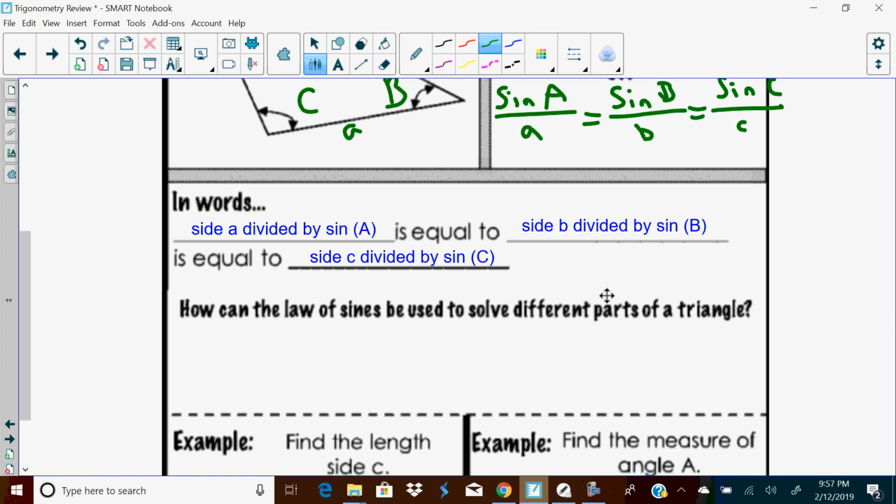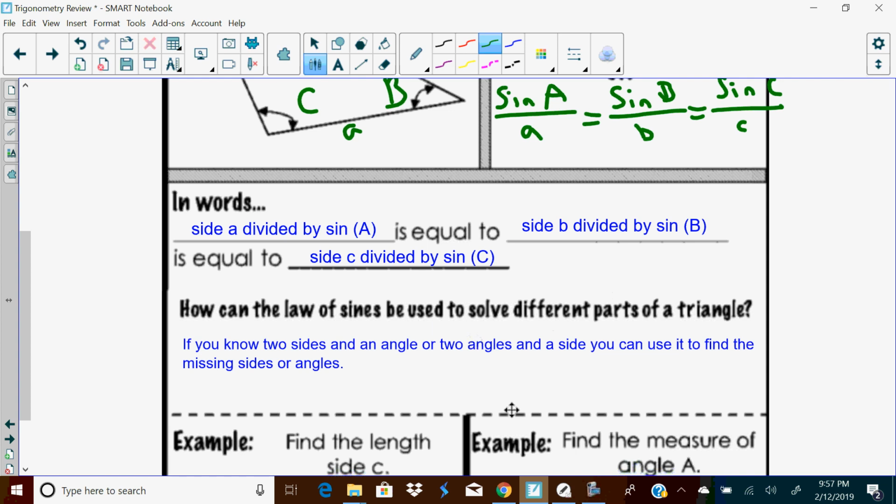So when would you use this? Again, you're going to use this when you don't have a right triangle. When you use the law of sines, this is the case when you're going to use it. If you know 2 of the sides and an angle, or you know 2 of the angles and a side, you're going to use this to find your missing sides and angles.